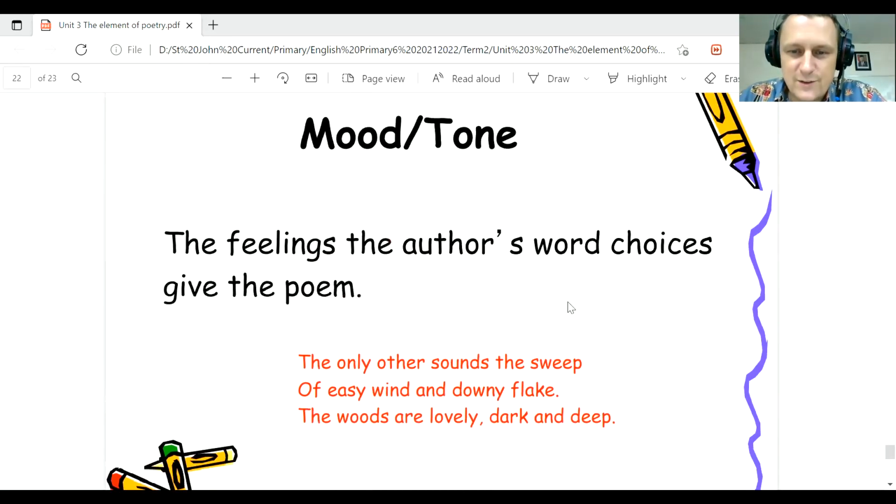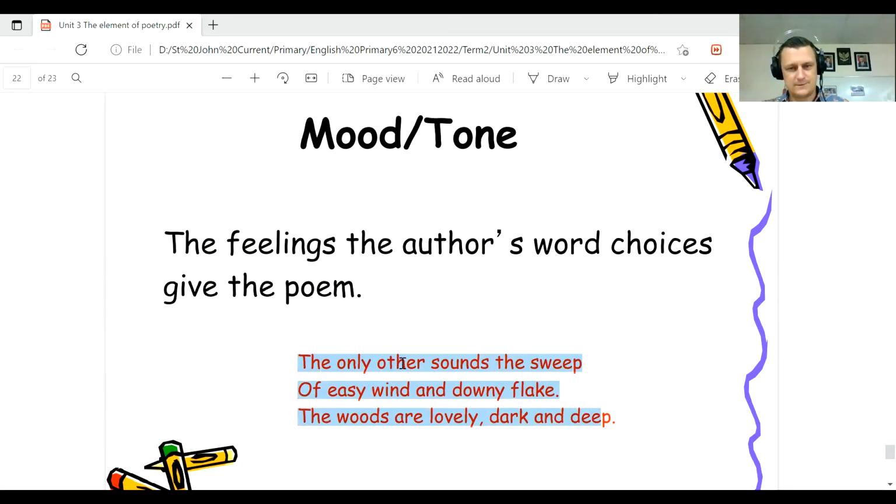The only other sounds, the sweep of easy wind and downy flake. The woods are lovely, dark and deep. Okay. So what kind of feeling does this stanza evoke? See, stanza, line, and stanza, the paragraph.